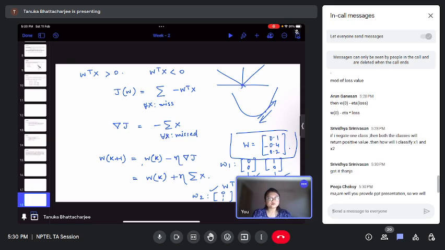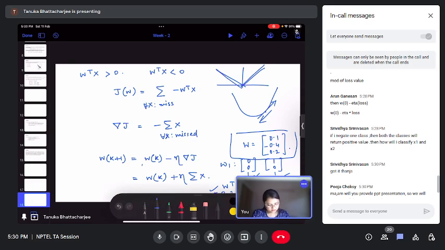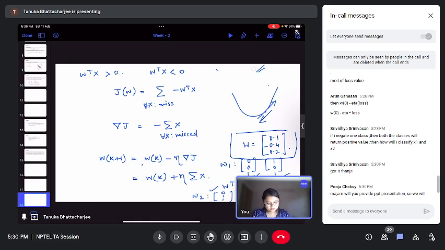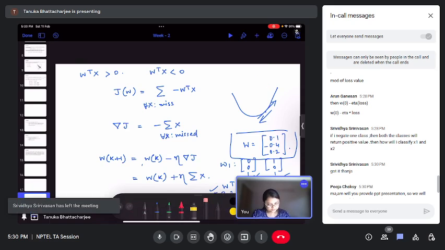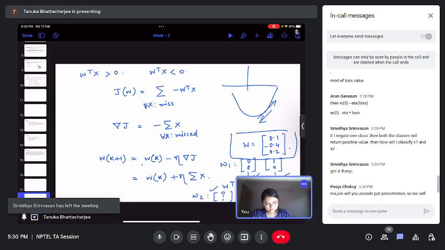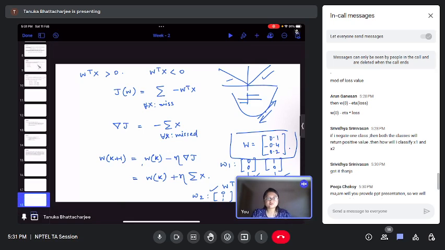Yeah, let us go back to Arun's question. So, if you have mod, the function is something like this, right? In the positive side of x, your derivative will be positive, but in the negative side your derivative will be negative. So, it will not always be minus eta of loss; your derivative is changing depending on whether you are on the positive side or negative side.